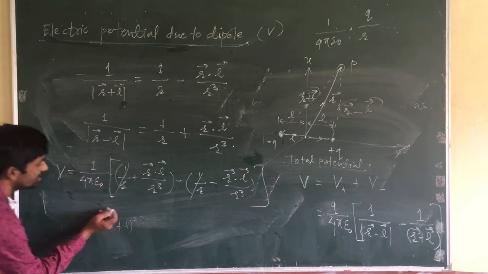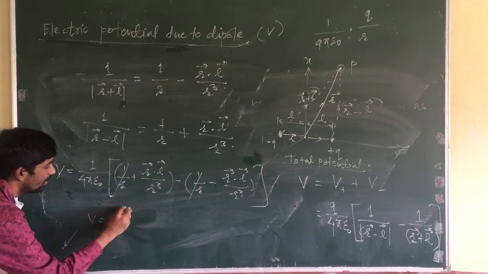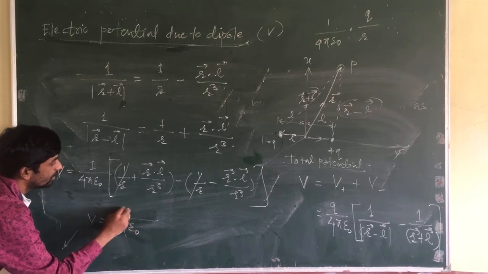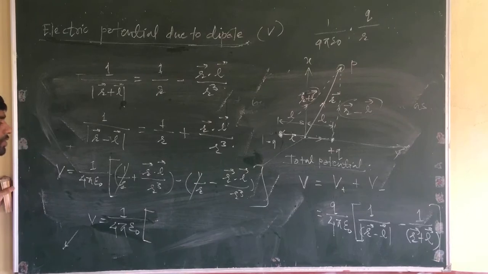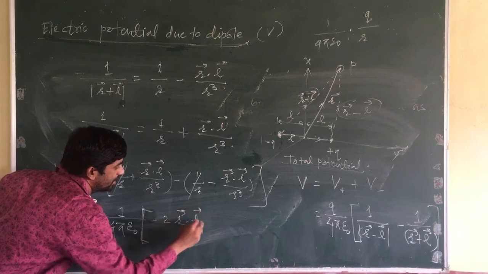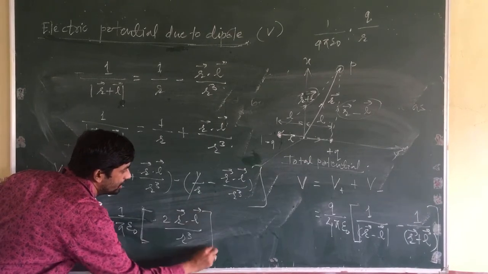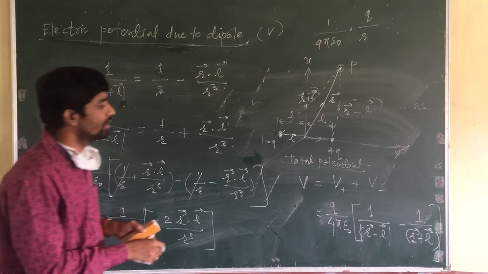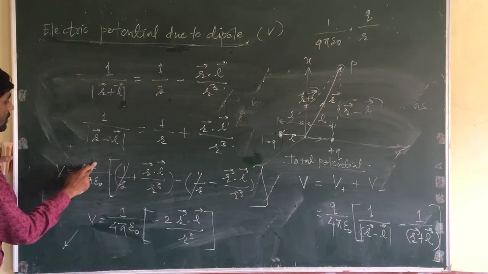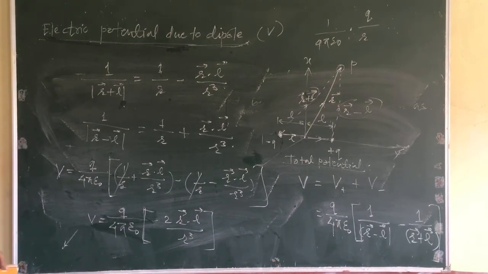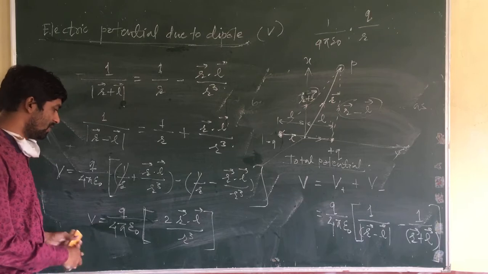So what is the remaining expression here? This will be 1 upon 4 pi epsilon naught, equal to twice R vector dot L vector divided by R cube, okay. So you can arrange this equation. Here for the potential V, you have not written Q, so it is Q upon 4 pi epsilon naught. So this is the expression for your potential.